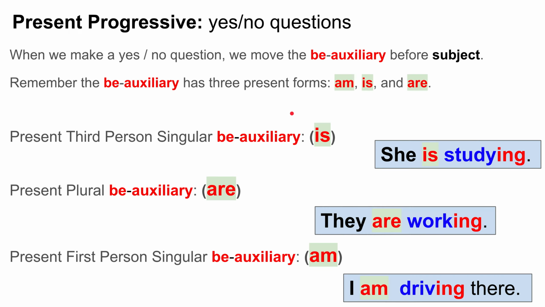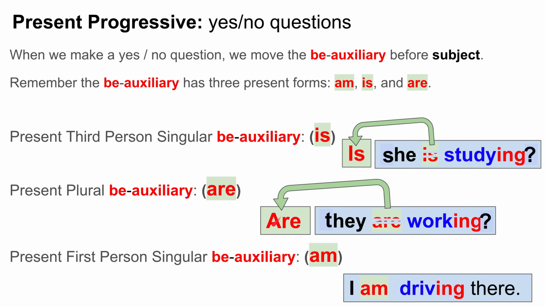Okay, moving forward now, let's look at questions. So when we make a yes-no question, we move the be auxiliary before the subject. Remember, the be auxiliary has three present forms: am, is, are. So present third person singular, be auxiliary is, she is studying, yes-no question, is she studying? And then we have present plural be auxiliary. They are working, are they working? Yes-no question. And the present first person singular be auxiliary am. I am driving. Am I driving? Okay, so in all cases you can see that we move the be auxiliary, am, are, is, before the subject.